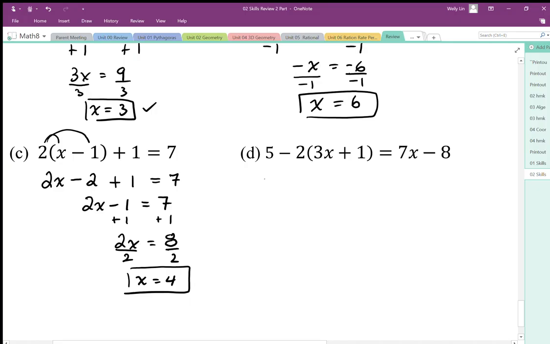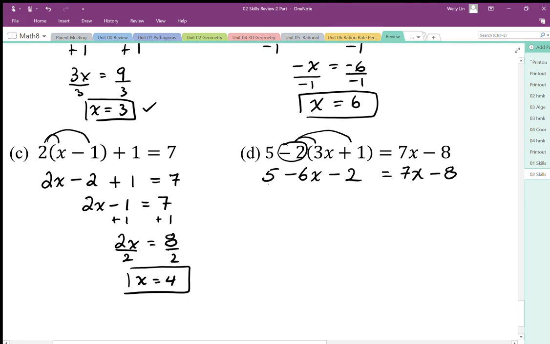So I need to make sure that I keep track of that 5 so I don't lose that 5. And when I multiply, I'm just going to multiply with that negative because I'm going to subtract 2 groups of 3x, which is subtracting 6x. I'm going to subtract 2 groups of 1. That means I'm subtracting 1. So if I distribute with the negatives, I keep track of my signs better. On this side, I have 7x minus 8.